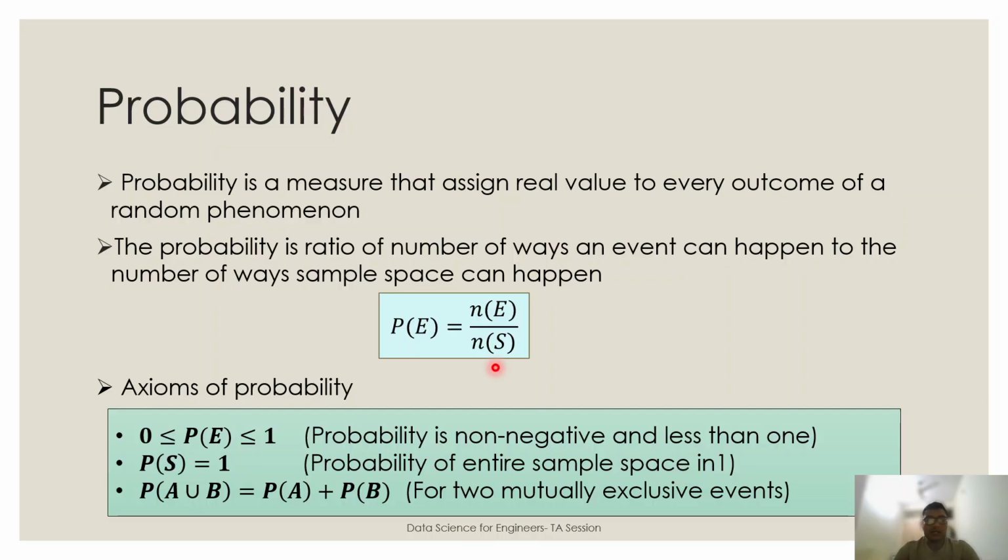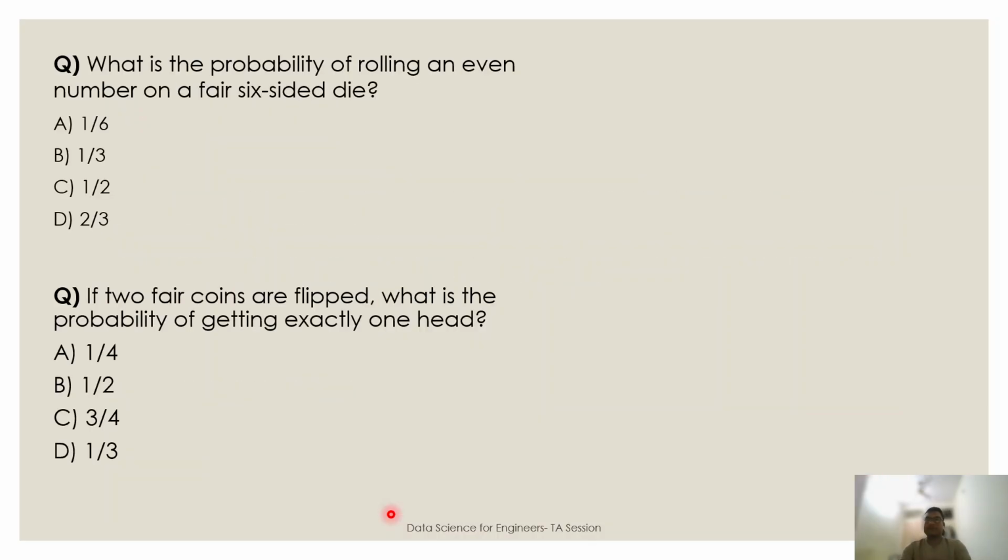Now, this is the probability of A union B is equal to the probability of A plus B for mutually exclusive events. We will see in the coming slides what exactly this means. For now, I will not explain it. We will see what it means when we see the Venn diagram and all. So we will go to the numericals.